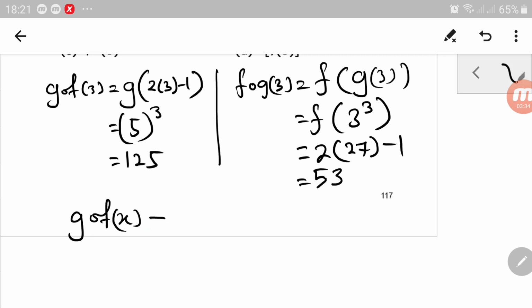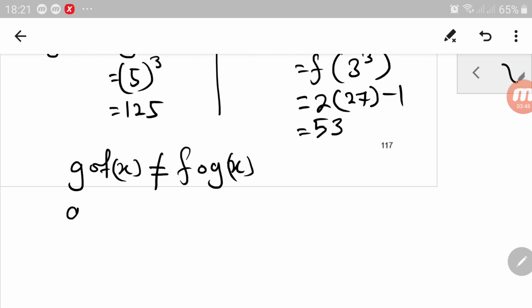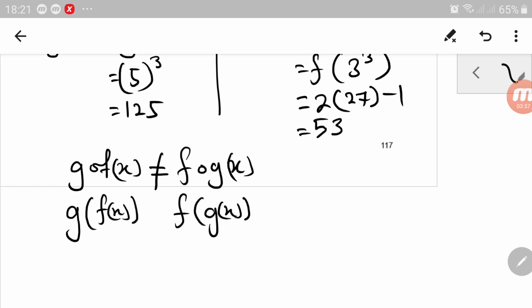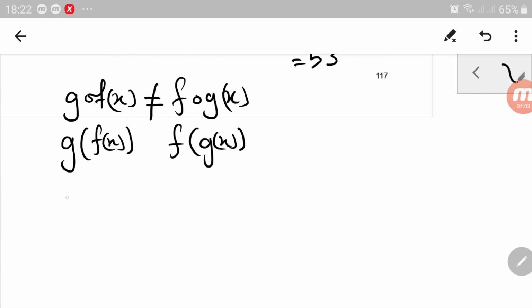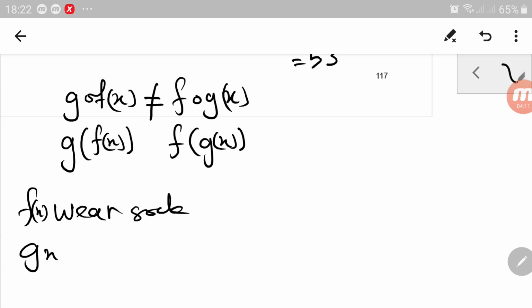Now, what we can see from these first 2 examples is that g composite f is never equal to f composite g. Even though the letters are next to each other, the order is important, because g is having f(x) as the object, while f is having g(x) as its object. It's like you wear socks first. So let f(x) become wear socks, and g(x) become wear shoes.